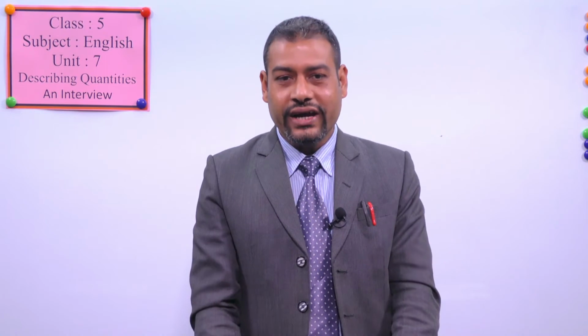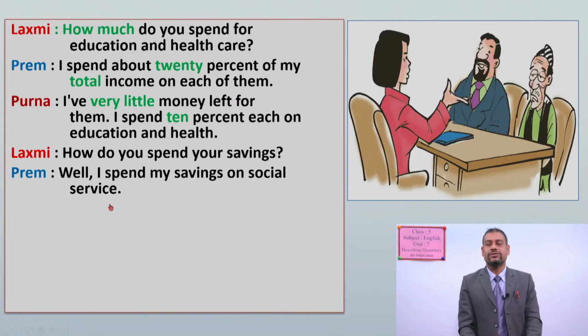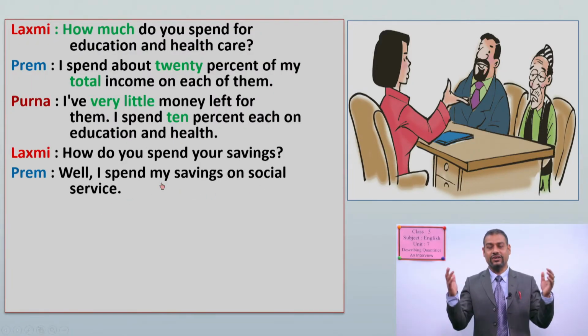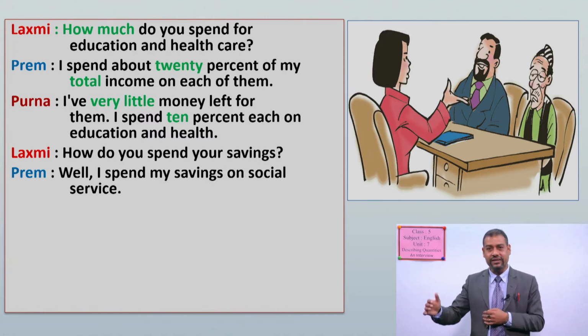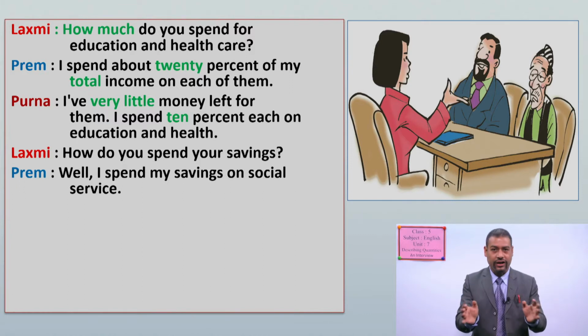Prem says, well, I spend my savings on social service. See, he can save 35% of his income and he spends that saving on social work. And what do you guess? Can Purna also spend his money on social work? Let's see what he says.